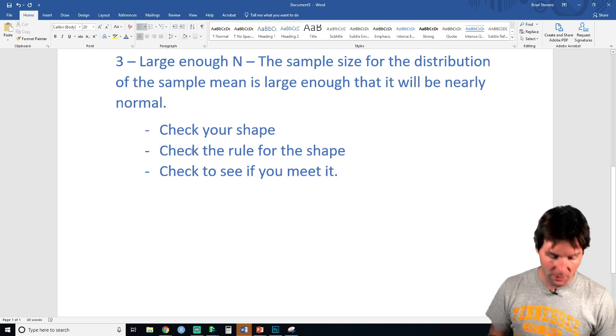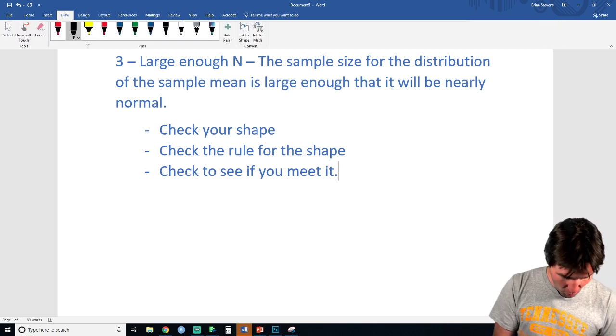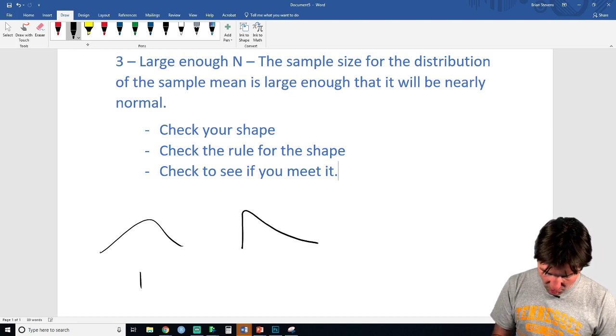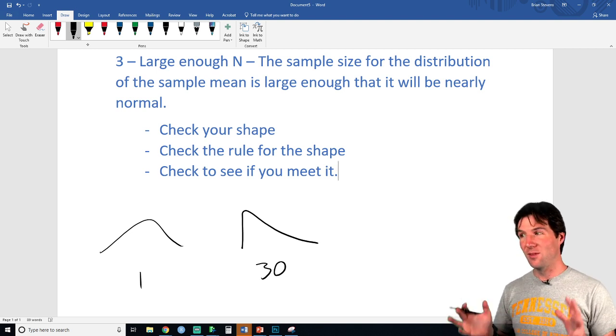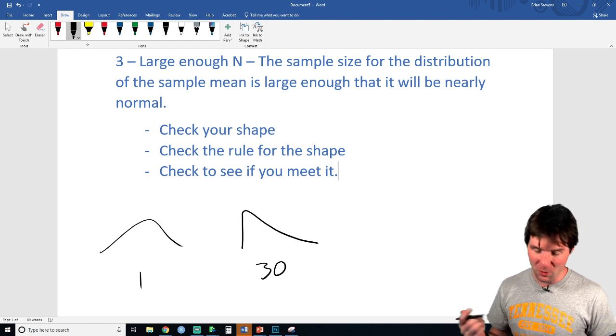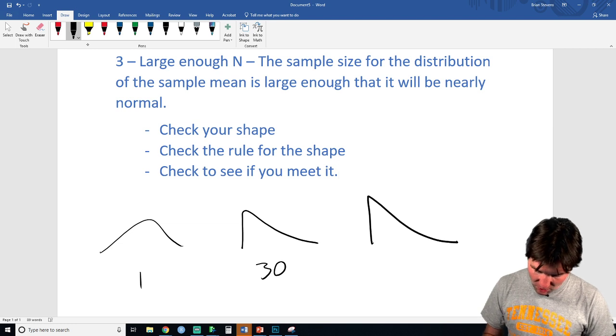Here are the shapes we generally use. The shapes are: 1, it can be normal, and that means the rule is 1. 2, it can be skewed, and that makes the rule 30 or 25. There's nuance to why there's not an exact number, because what is skewed? Well, what if it's heavily skewed? If it's heavily skewed, then we would have a sample size of at least 100.